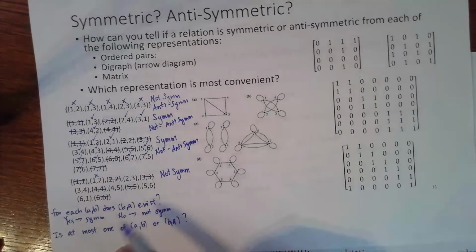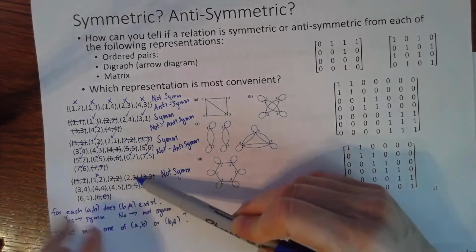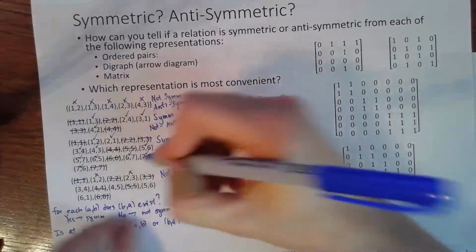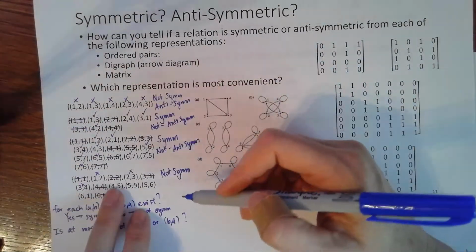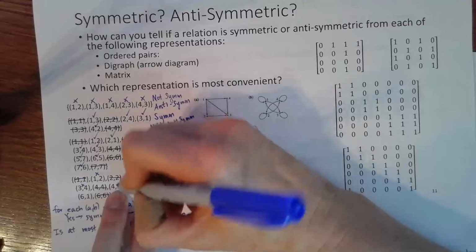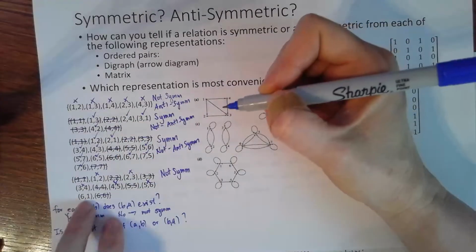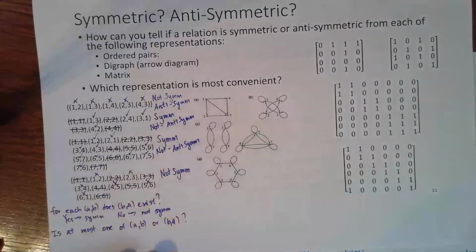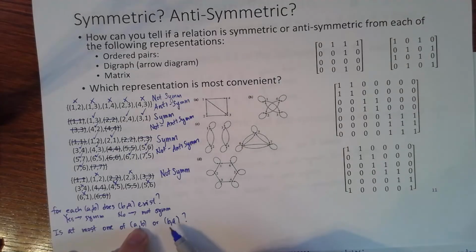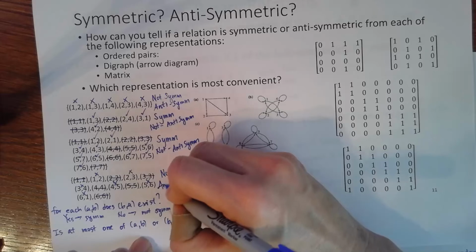Okay, down here, let's check. I had (2,3). Is there a (3,2)? No. (3,4). Is there a (4,3)? No. (4,5). Is there a (5,4)? No. (5,6). Is there a (6,5)? No. (6,1). Is there a (1,6)? No. Okay. So once again, we never have both of these present. As long as we don't have both of these present, it's anti-symmetric.